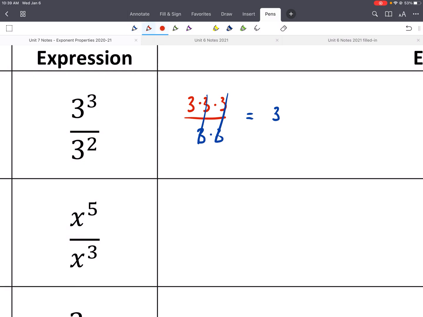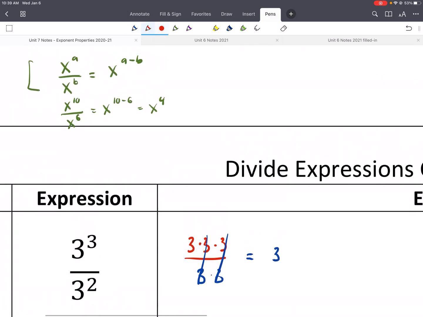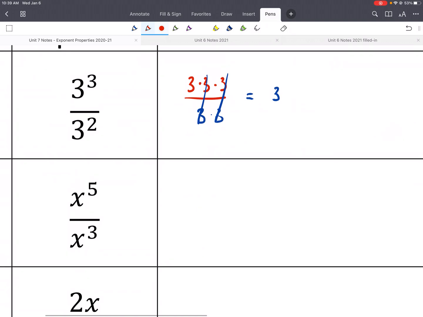If you were to use the rule, like this little expression up here, since we are subtracting or dividing, then we're going to subtract. So that would be 3 to the 3 minus 2, or just 3 to the 1, which is just 3, okay? So, same thing.